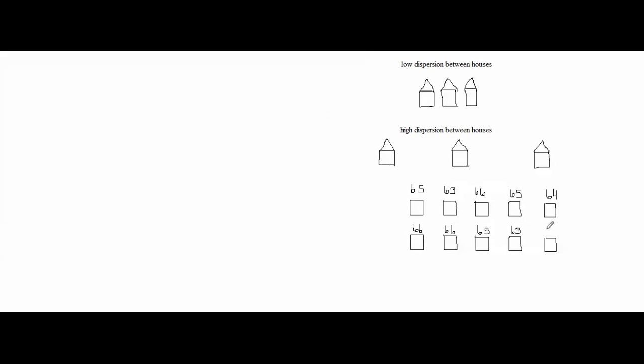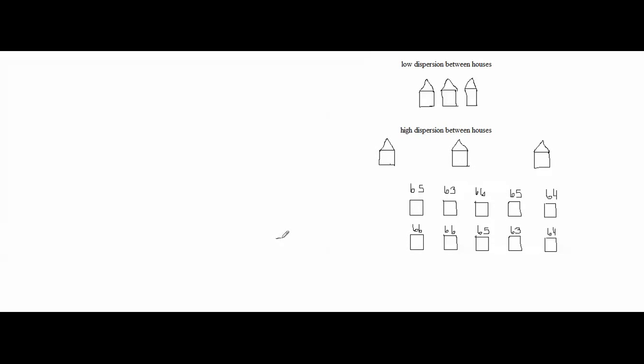Notice how these speeds are all very close to each other. We have some cars going 64, some going 63, but the speeds are all pretty much between 63 and 66 miles per hour. So these cars are all driving at very similar speeds, so there isn't very much dispersion between the different speeds that these cars are driving.